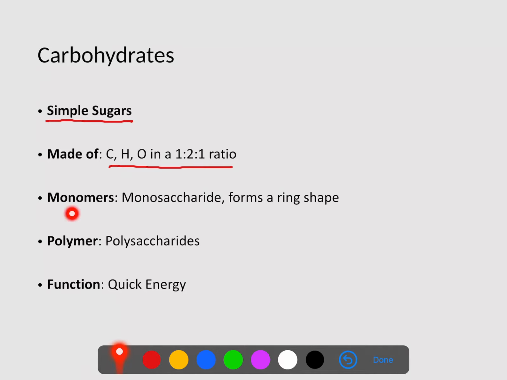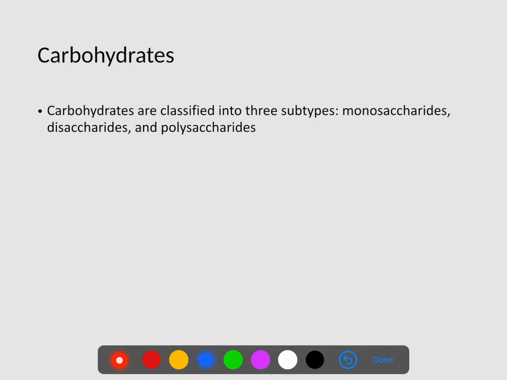Now, our monomer, or our single unit, is called a monosaccharide. Again, this forms a ring shape. Our polymer, or repeating units, are called polysaccharides. And the function that it gives us is quick energy. So think of like a candy bar, right? You're really hungry, like the Snickers commercial, right? You're hungry, you eat it, it provides you quick energy to give you that quick boost to complete your day.